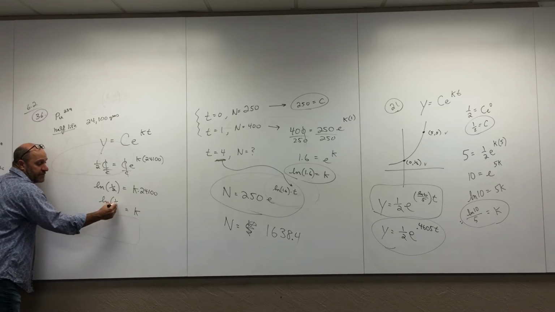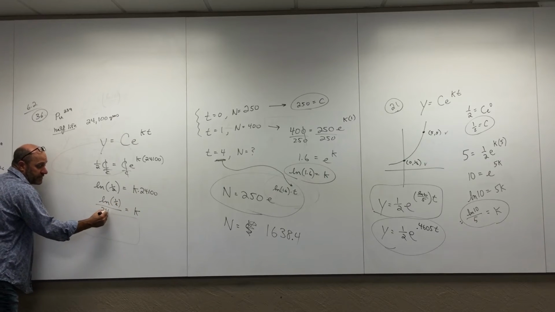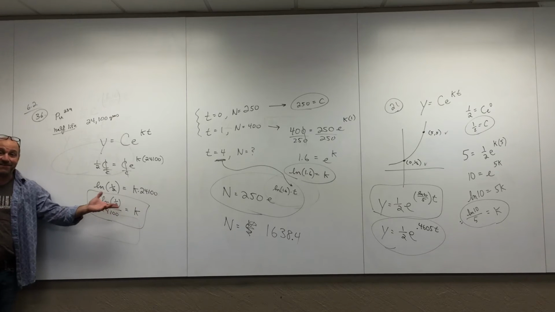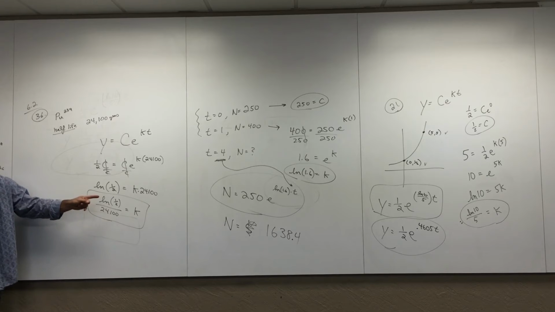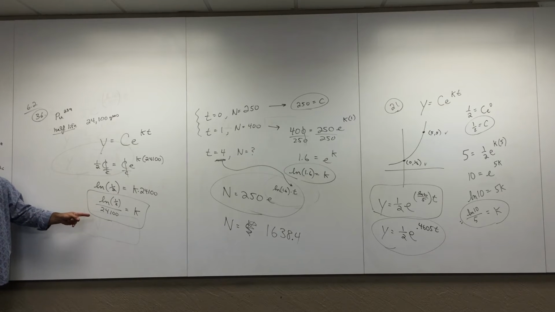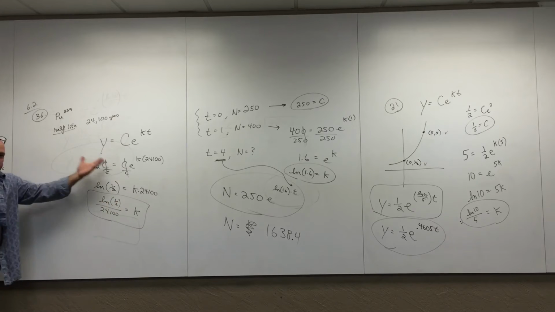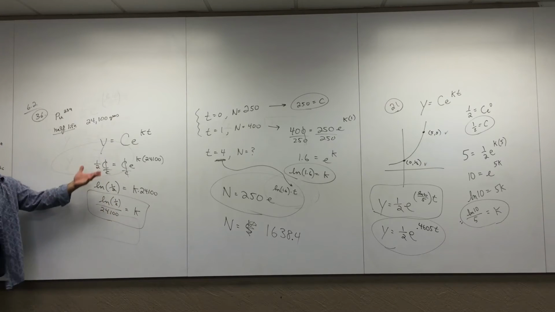Was that too fast? Your book says, here's a formula for K. K is always the natural log of a half divided by the half-life. That's what they say, and they're right. But I just stumbled into it with this knowledge here.